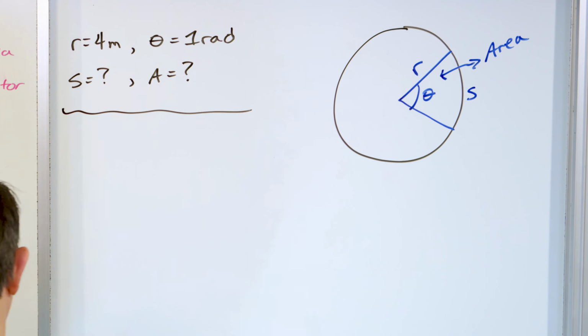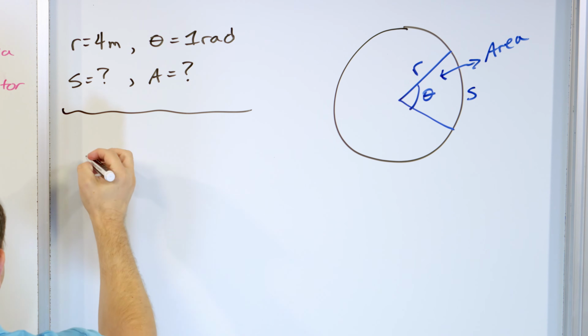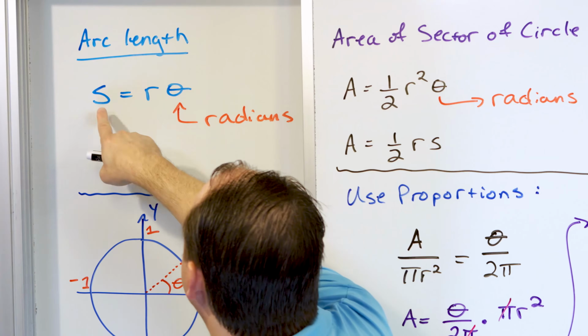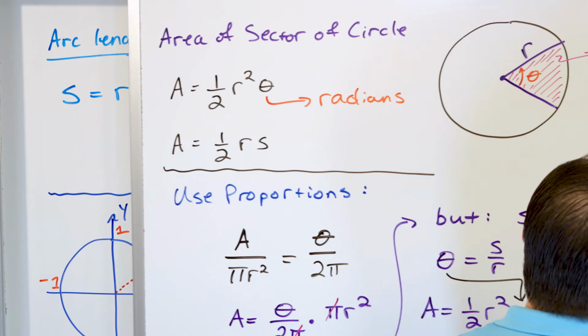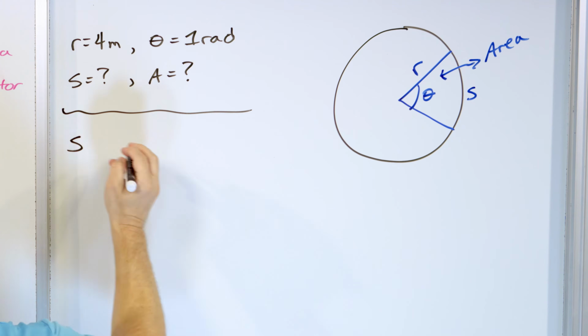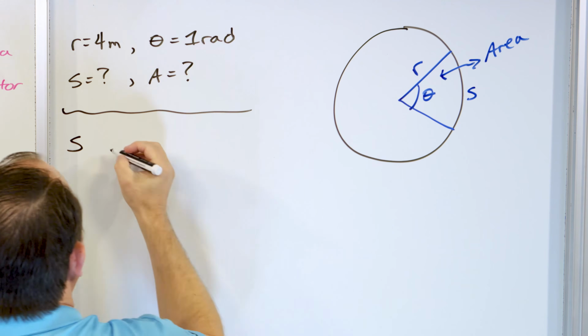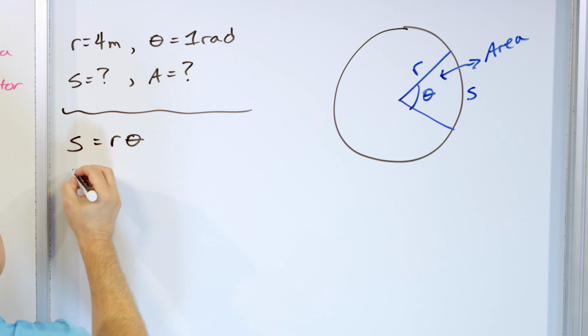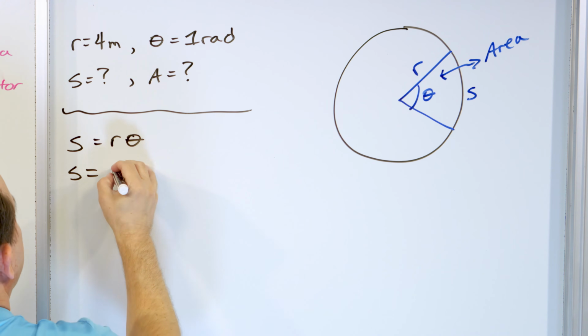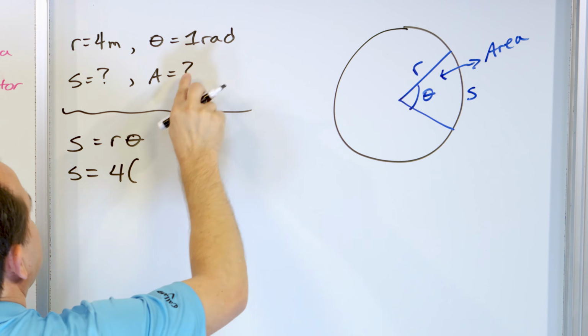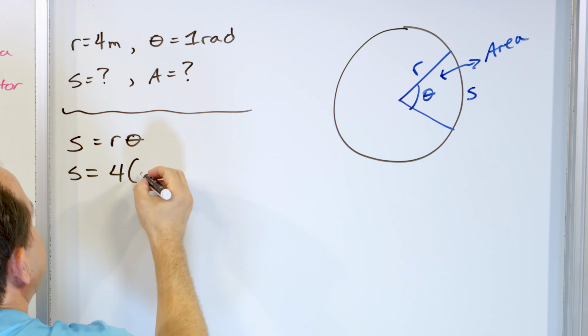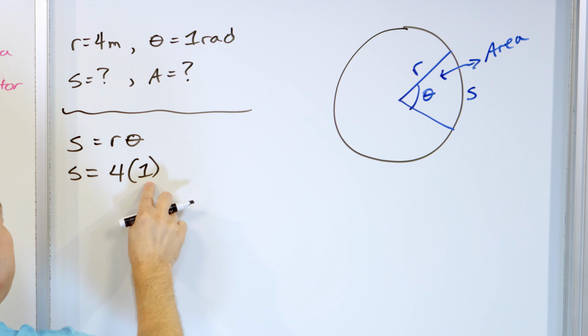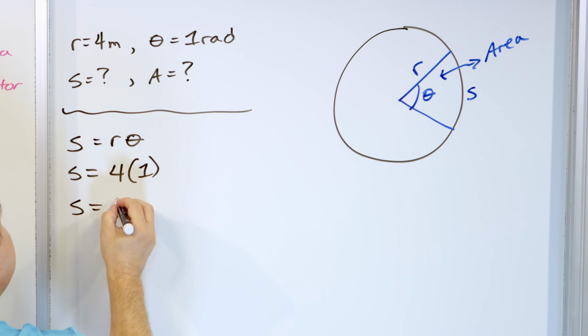So how do I find the arc length? Well, I just go back to my arc length formula, which we've already looked at right here. S is equal to r theta. You just always start with there. So the arc length from here up to here is equal to r times theta. Now the radius is given as 4, and the theta is given in radians, so we don't have to do any conversions. And so 4 times 1, when you put these in here, is equal to 4.